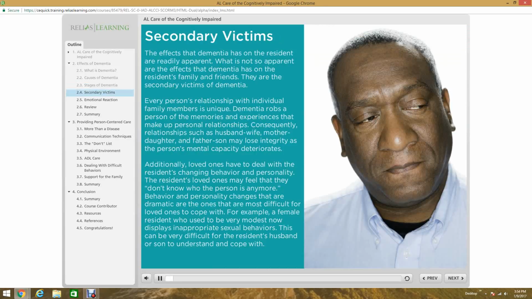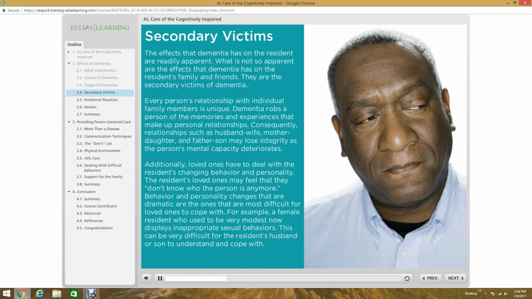Secondary victims. The effects that dementia has on the resident are readily apparent. What is not so apparent are the effects that dementia has on the resident's family and friends. They are the secondary victims of dementia.